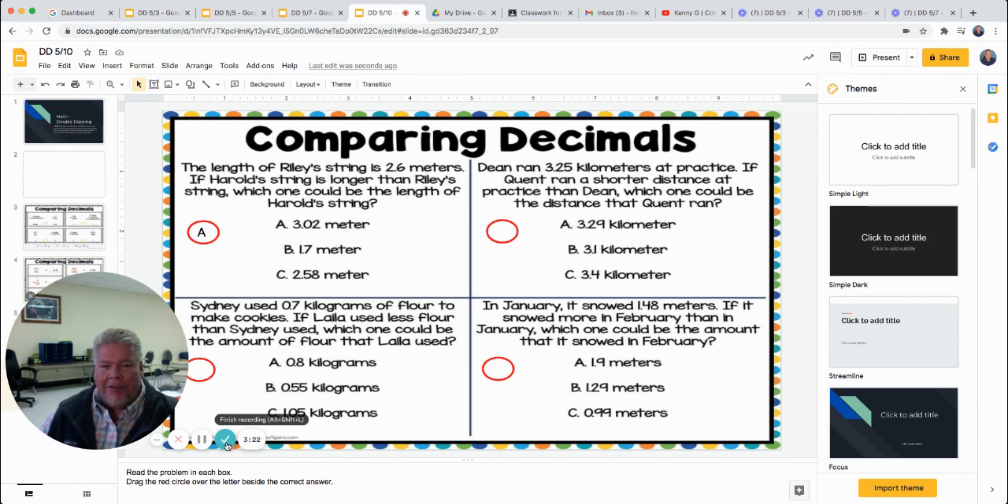I hope you can compare fractions. You'll probably see a bunch of them on the TCAPs. I bet you can. See you later.